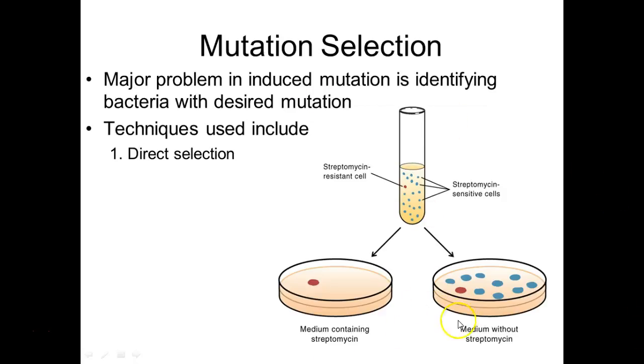But if you don't have that selective pressure, again, this is just colored to let you guys know. These would not be colored. All these guys would look exactly the same. You wouldn't be able to tell one from the other. Still with me? But they're directly selecting here by killing off all the guys that are sensitive and just leaving behind the resistant. That's great if you know that that's what you're looking for. It's not always the case.